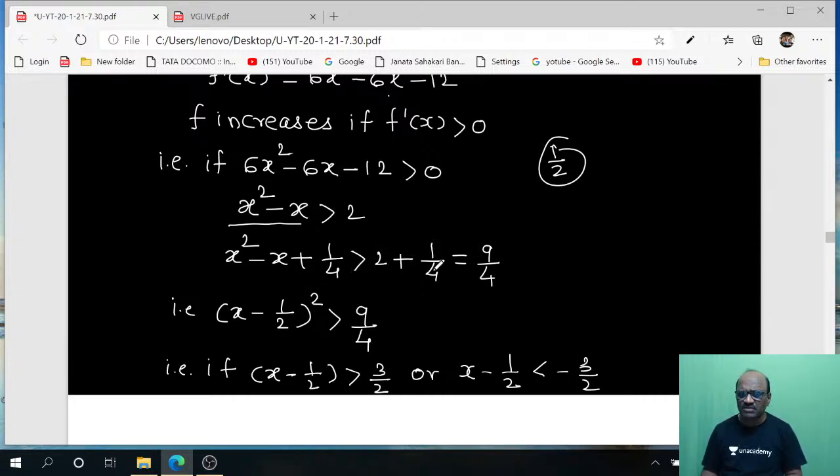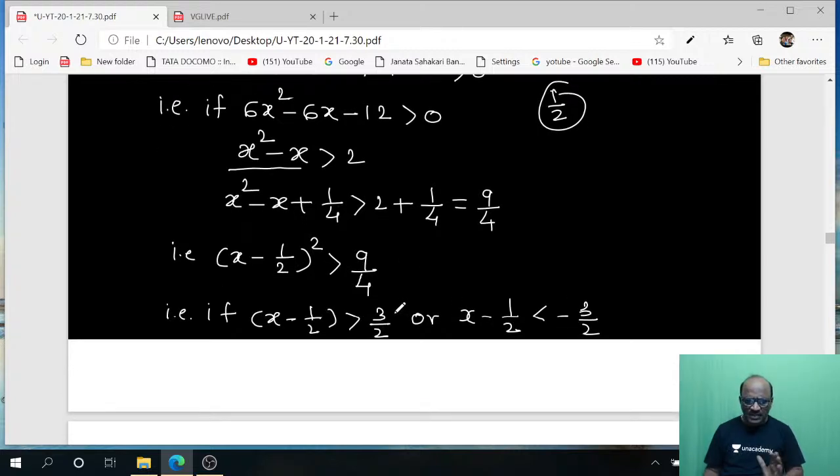Therefore, 2 plus 1 by 4 is equal to 9 by 4. Therefore, (x minus 1 upon 2) whole square is greater than 9 by 4. Now here we will take the square root on both sides. That is, x minus 1 upon 2 is greater than 3 by 2 or plus or minus.